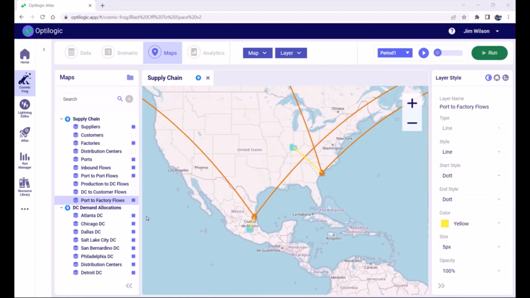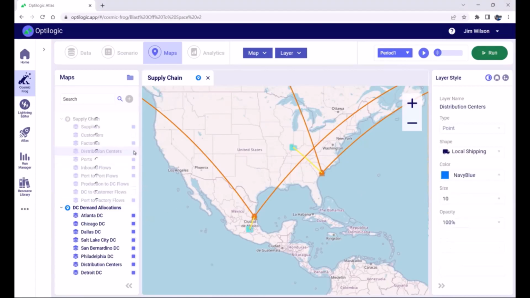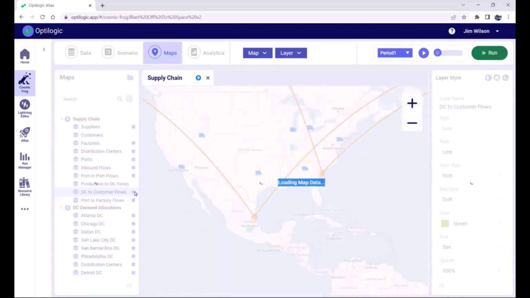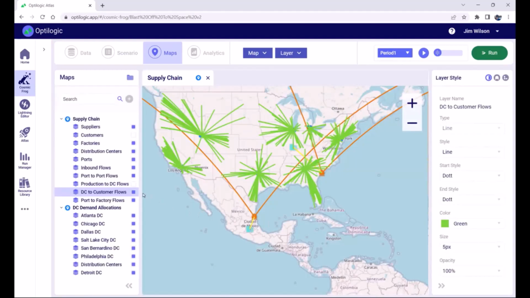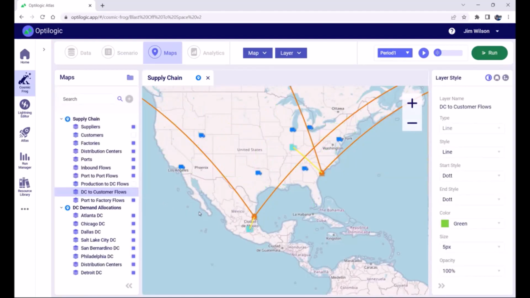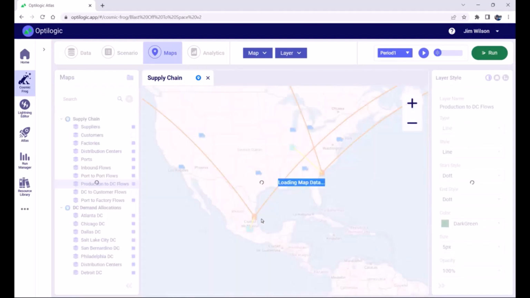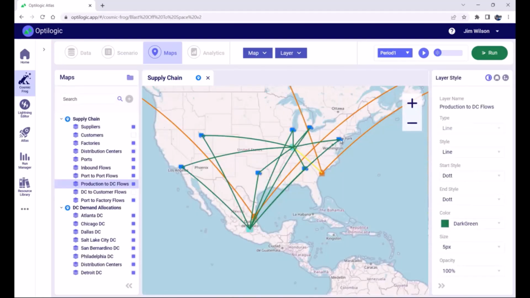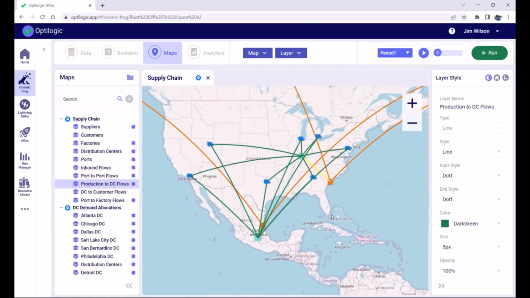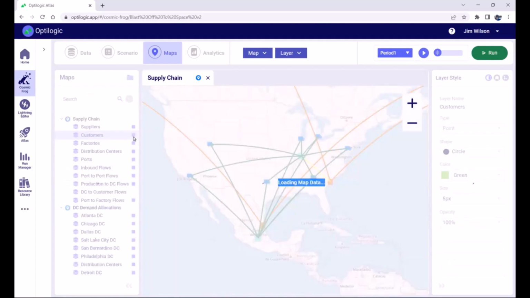And then if we lay on our distribution centres, we can see the flows to each of the customers. We'll just take those off for a moment. We can see the flows from each of the production sites, the factories, going into those distribution centres. And then we can also start to see the customers and how those customers are serviced.